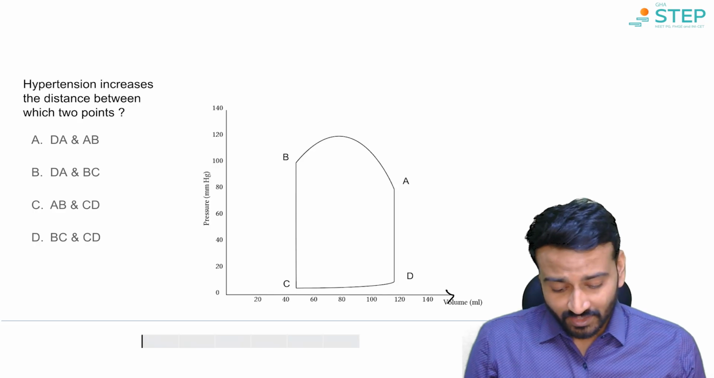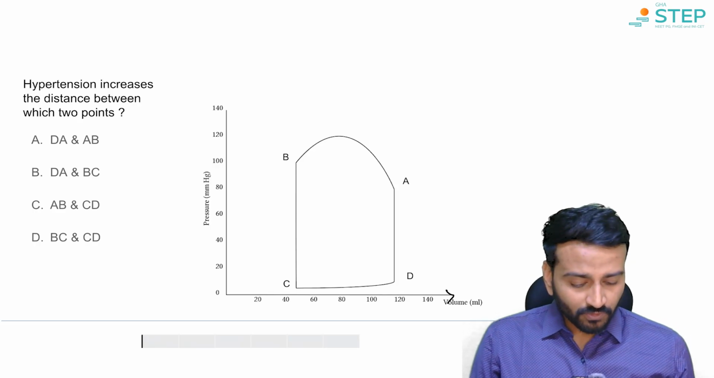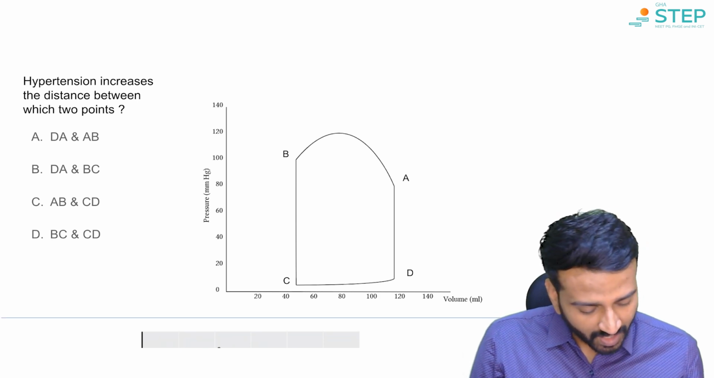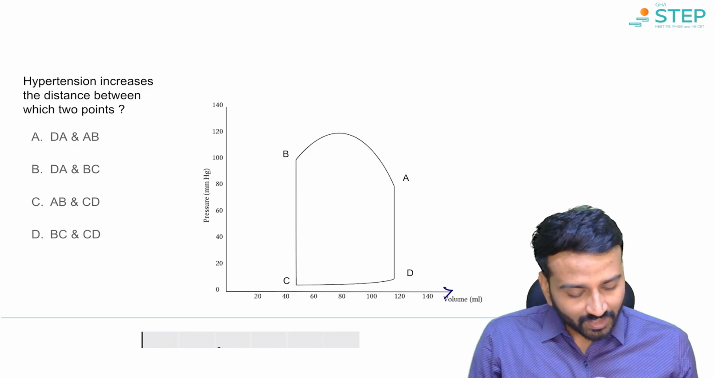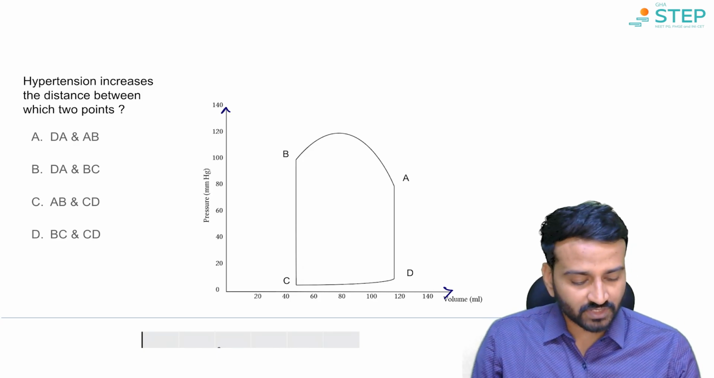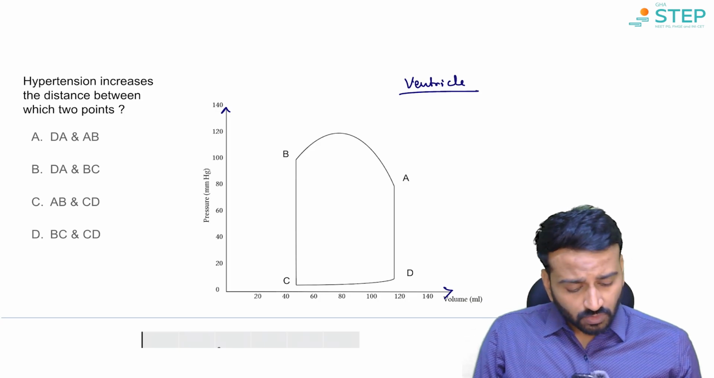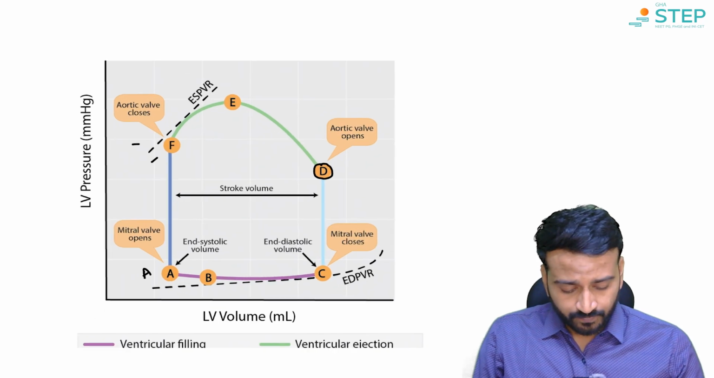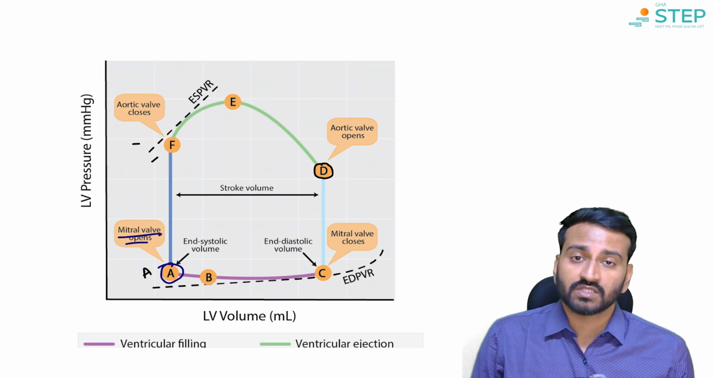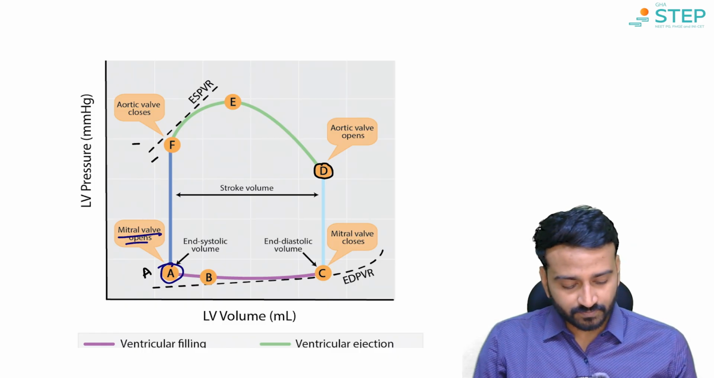So the first question here is: hypertension increases the distance between which two points? Before answering the question, let us understand that this graph is showing a curve or a loop plotted against volume and pressure changes within the ventricle of the heart. So what it actually means here, at point A, the mitral valve opens. That means the blood is flowing from the atrium into the ventricle.